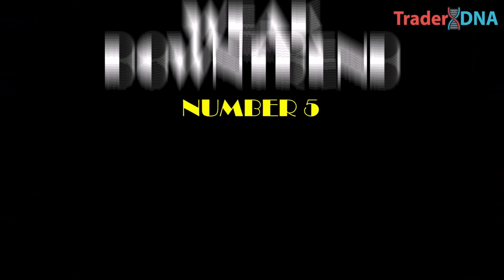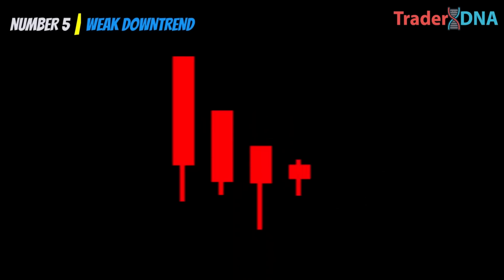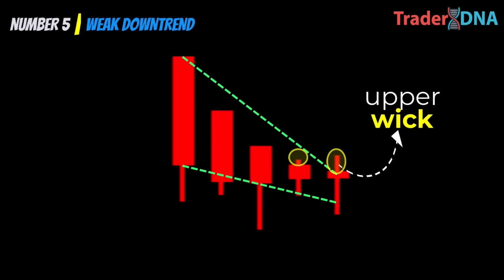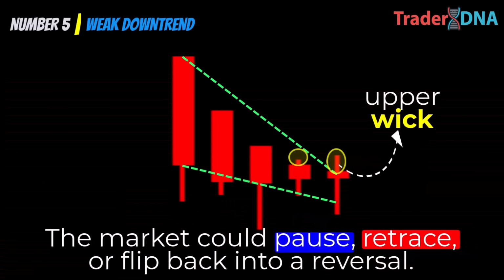Number 5, a weak downtrend. Just like before, this is where the sellers start losing gas. You'll notice the red candles getting smaller, and here's the giveaway. Upper wicks start showing up where normally they wouldn't. That's sellers running out of firepower. The market could pause, retrace, or flip back into a reversal. So if you're thinking, oh, I'll short here, don't. You'd be trading against weakening momentum.